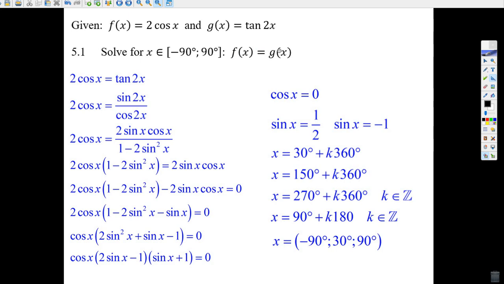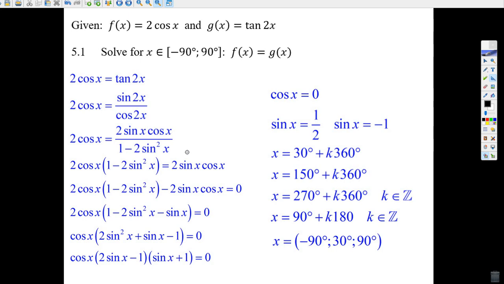The first thing, you're supposed to let f equal g. So if you just went 2 cos x equals tan 2x, you're off to a good start. Now, if you knew tangent was sine over cos, you're off to another. That's pretty good. And the sine of 2x, there's only one thing you can do. It's 2 sine x cos x, like that.